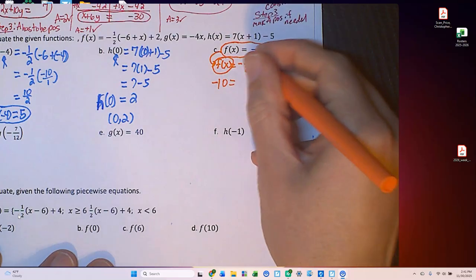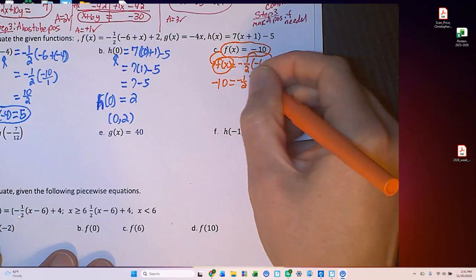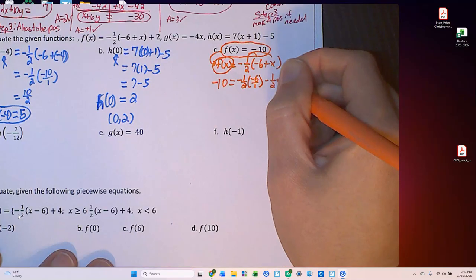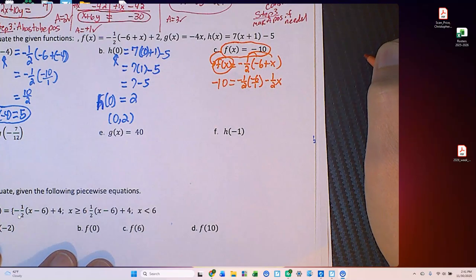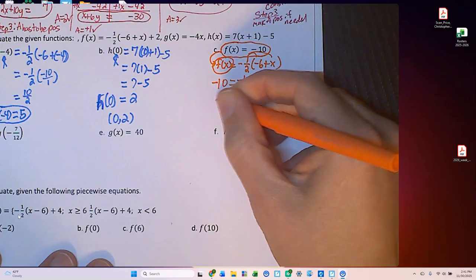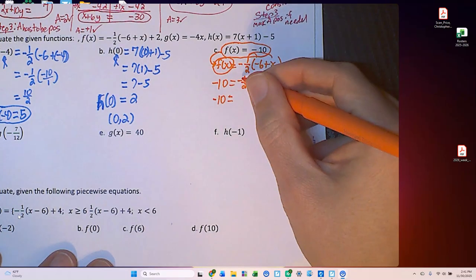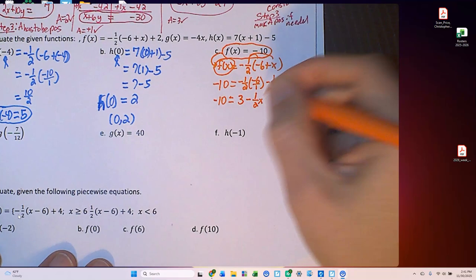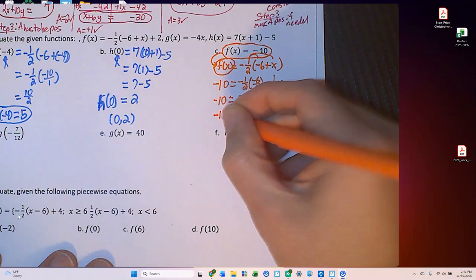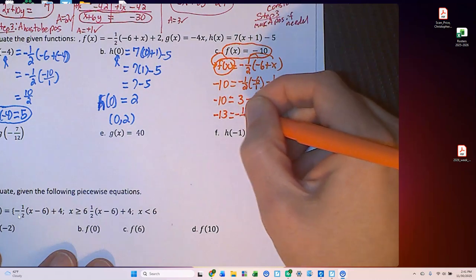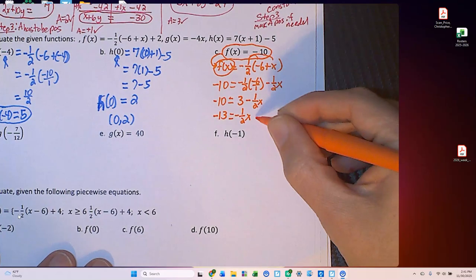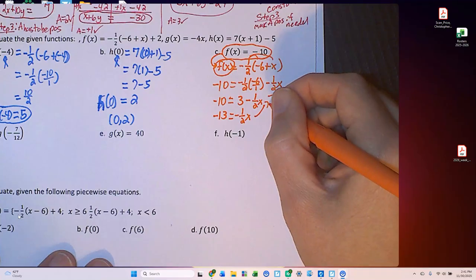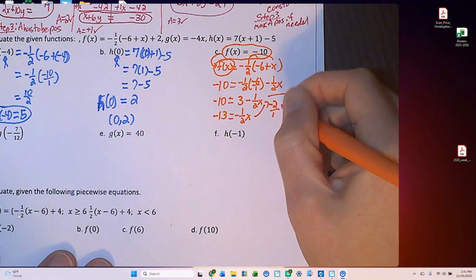All right, I'm going to go ahead and distribute that. I'm out of space, so I'm going to do mental math. 6 divided by 2 is 3. Subtract 3. I'm out of space. Multiply both sides by -2 over 1.